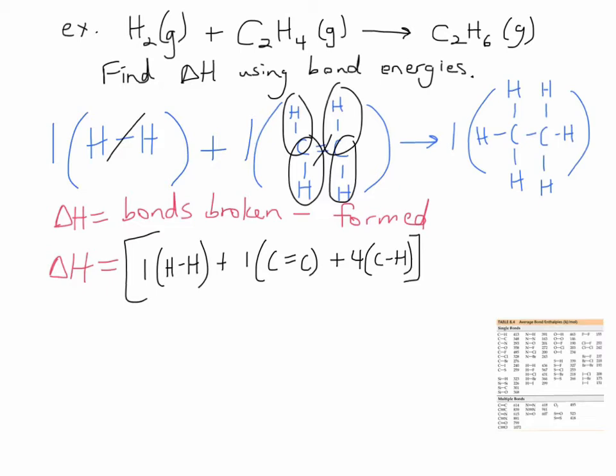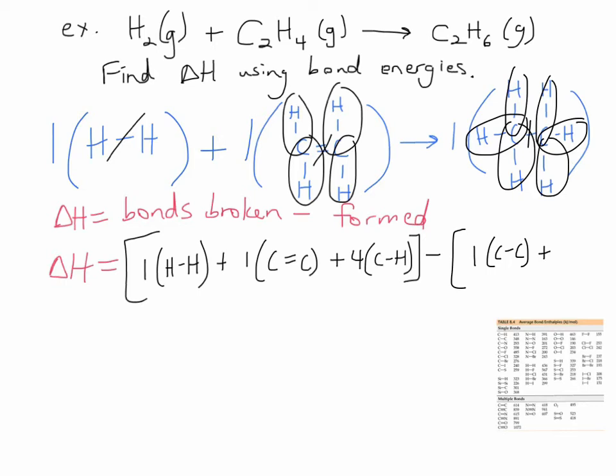Minus all the bonds formed. We have 1 C single bonded to C. That's this bond. And then we have 1, 2, 3, 4, 5, 6 C single bonded to H. Those are the bonds that we have that are formed. So again, it was bonds broken, which we break all of these, minus bonds formed, we form all of these.